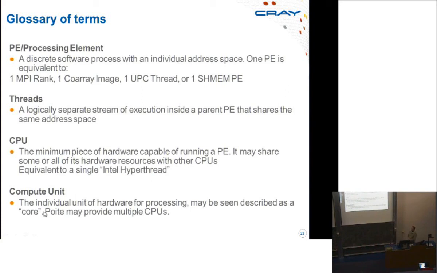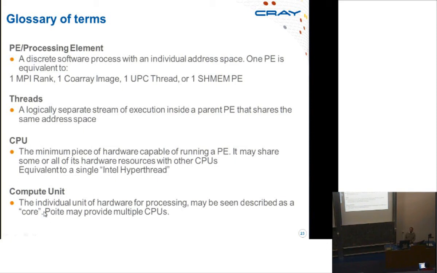CPU, this is perhaps the most confusing or difficult part. Cray defines this as the minimum piece of hardware that's capable of executing a PE. So it may share some of its hardware resources with another CPU, and in the Intel terminology, this is equivalent to a hyperthread. So each hyperthread is what we refer to as a CPU.